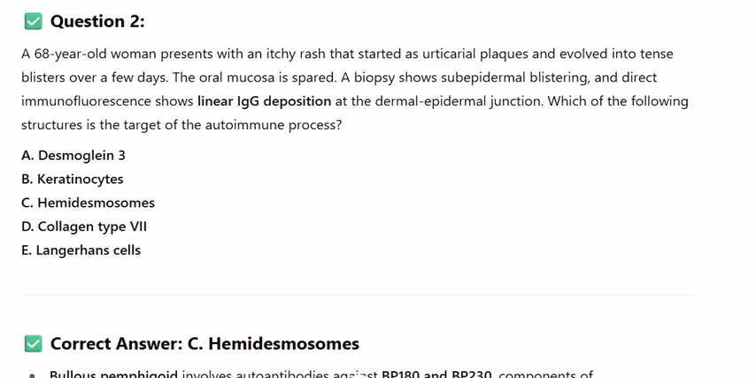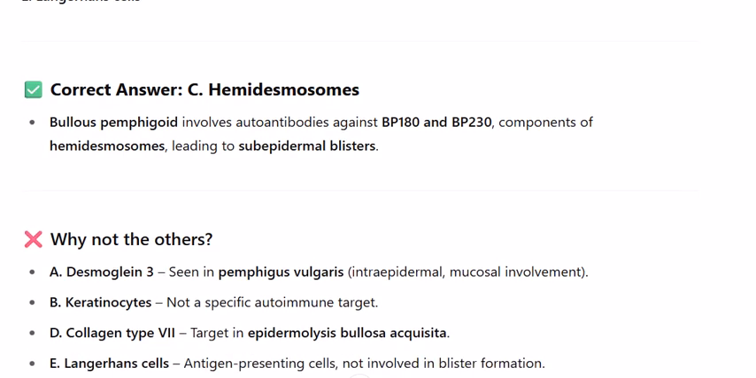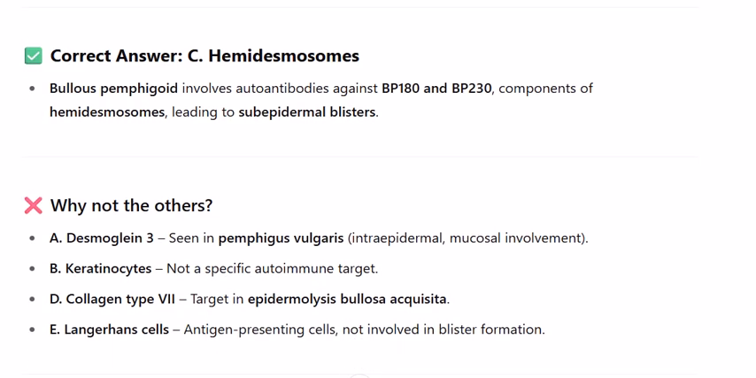A. Desmoglein 3. B. Keratinocytes. C. Hemidesmosomes. D. Collagen type 7. E. Langerhans cells. Correct answer: C. Hemidesmosomes. Bullous pemphigoid involves autoantibodies against BP180 and BP230, components of hemidesmosomes, leading to subepidermal blisters.